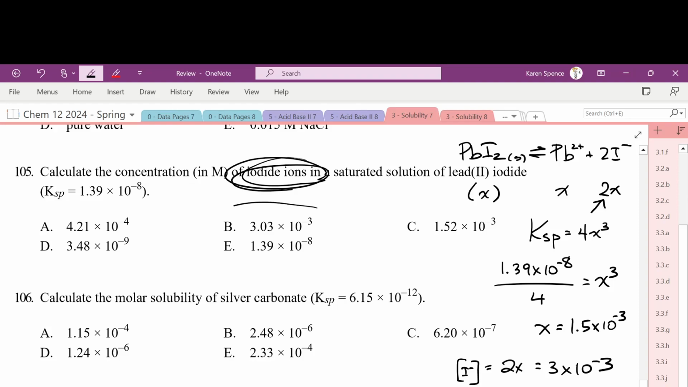And it's going to be that one. Huh? 103 and 104? Yeah. 103, 104? Okay, cool.